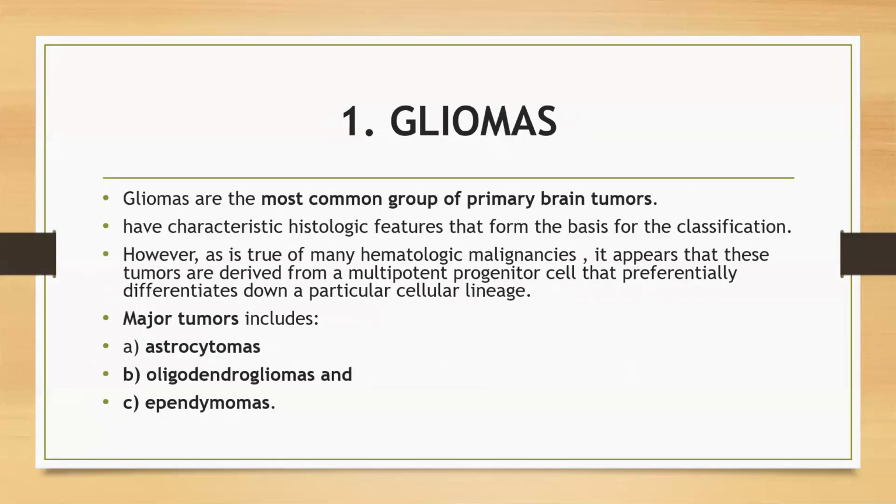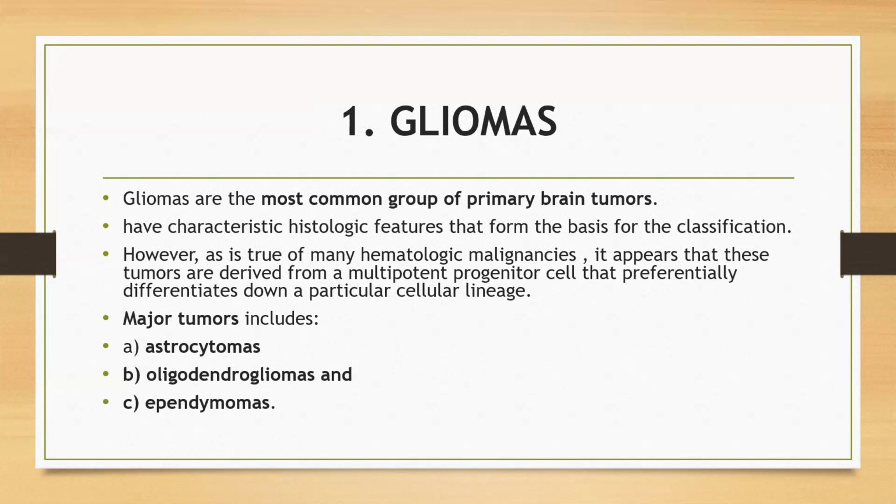So now we will talk about gliomas in this video. Gliomas are the most common group of primary brain tumors. They have characteristic histologic features that form the basis of classification. As is true of many hematologic malignancies, it appears that these tumors are derived from a multipotent progenitor cell that preferentially differentiates down a particular cell lineage.